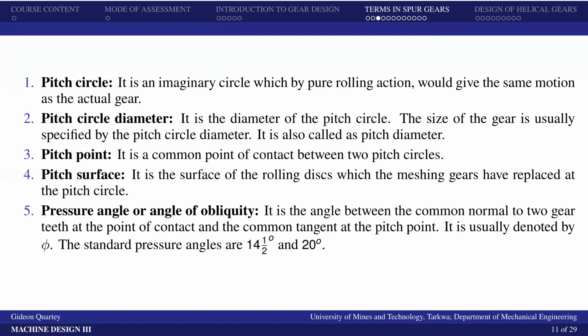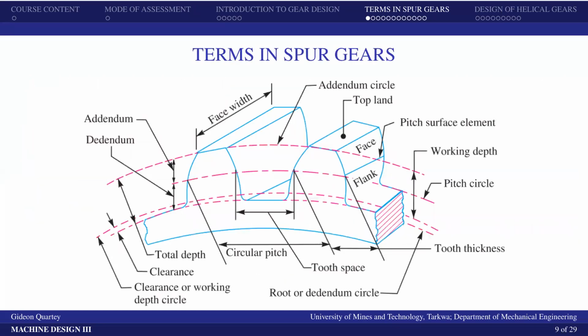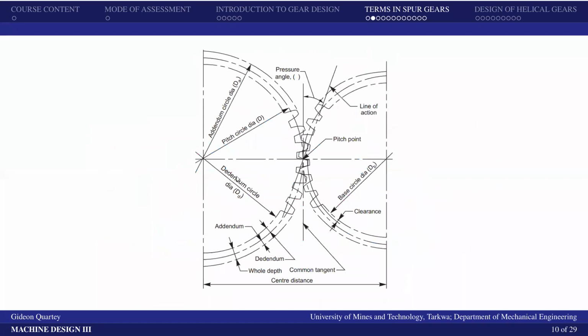This is the imaginary circle, which by pure rolling action would give the same motion as the actual circle. So let's go and look at the pitch circle in this case. So over here, you see the pitch circle, this one, which is that dotted arc in the middle of the gear. And we could see the pitch circle here. All right, that is this circle, that one in the middle.